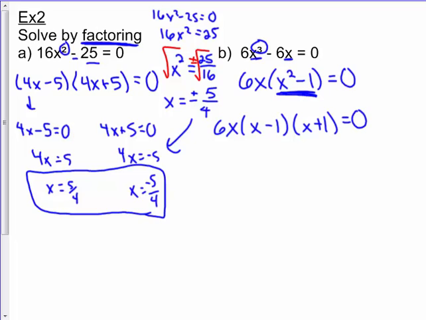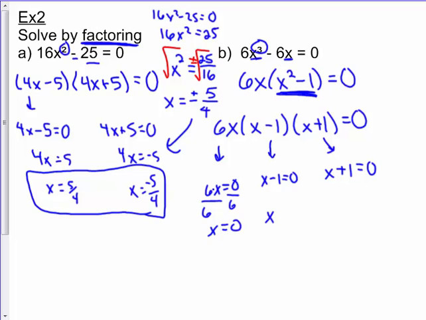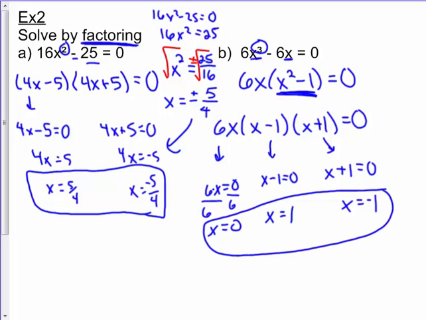At this point, I have three things multiplied to be 0. So I do it the same way I did before. The first thing, 6x equals 0. The second thing, x minus 1 equals 0. The third term, x plus 1 equals 0. So I solve each of them for 0. Divide by 6, I get x is 0. Move the 1 over, I get x is 1. Move the 1 over, I get x is negative 1. So I have three answers. Notice x cubed, I'm going to have a maximum of three answers there.